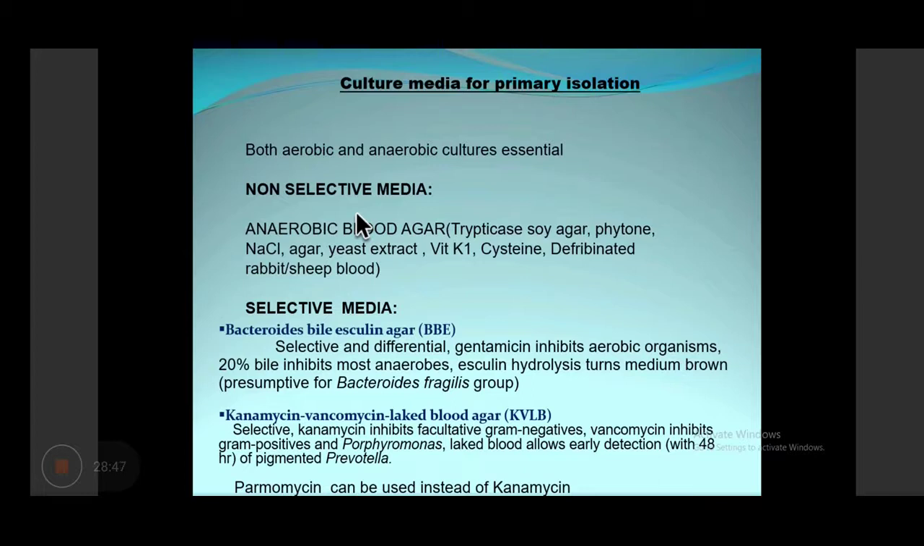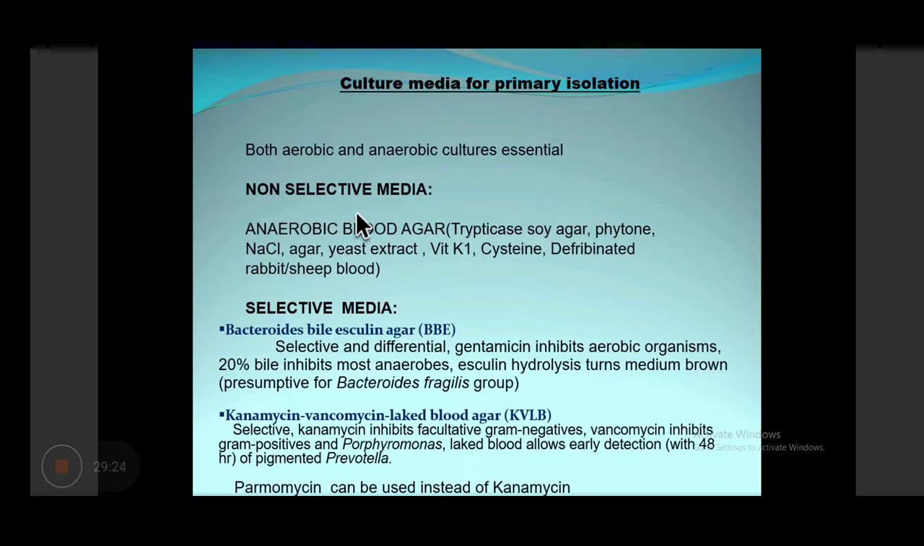What is BBE? Bacteroides bile esculin agar, as it inhibits with bile. It is a selective differential medium. We use the antibiotic gentamicin here, which inhibits aerobic organisms, and 20% bile, which inhibits most anaerobes. In the presence of bile, there is esculin hydrolysis, which turns the medium brown. As the name suggests, this medium is used for the Bacteroides fragilis group.